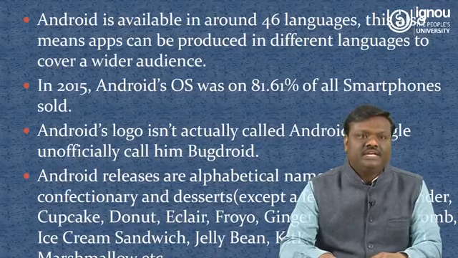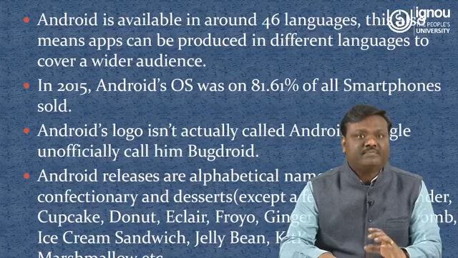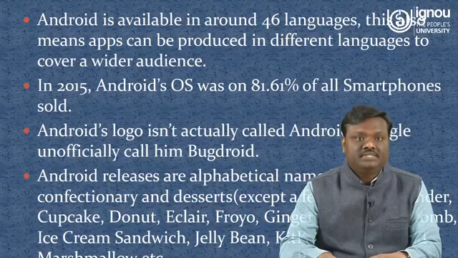In 2015, Android operating system was on 81.61% of all smartphones that were sold in that year. So you can see the vast penetration of this particular Android operating system. It covered almost 81% in 2015.